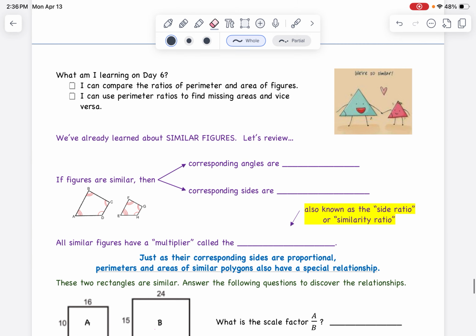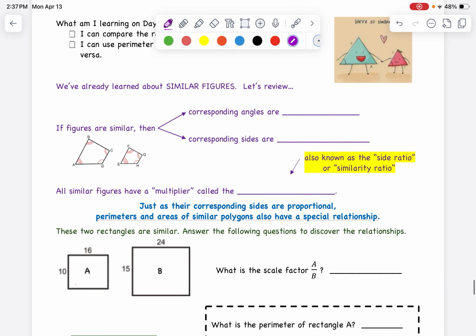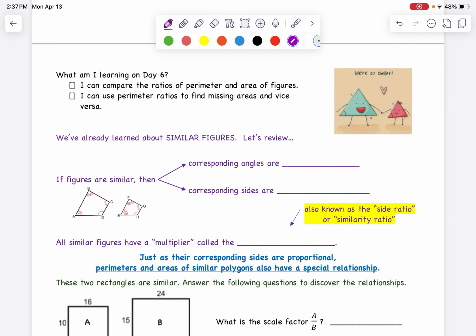Day 6 notes. You might remember learning this back in middle school. It's been a minute though, and if you don't, that's totally okay too. So we're just going to talk about it from the top. We're going to come back and revisit similar figures, which we keep coming back to ever since Unit 4.